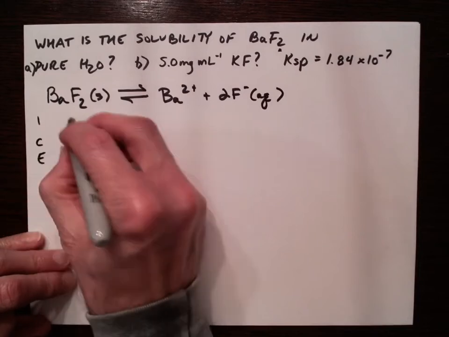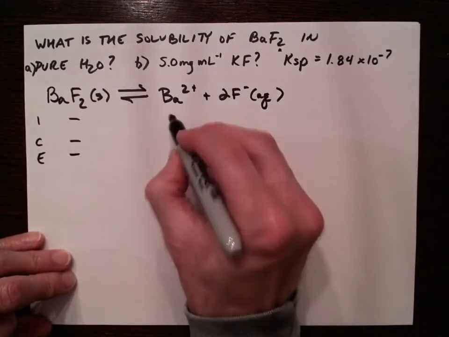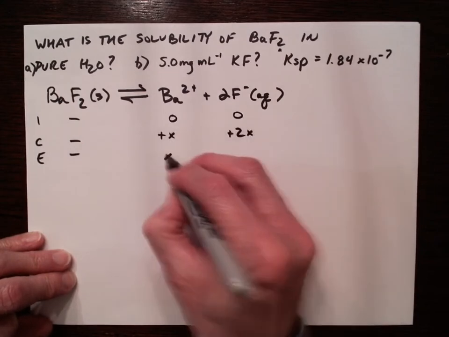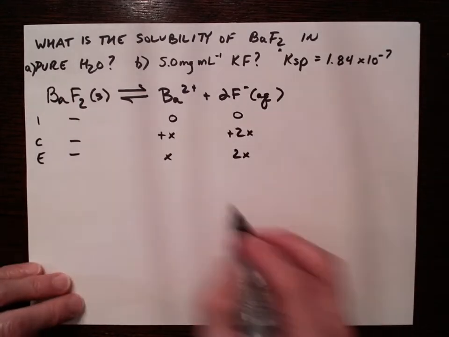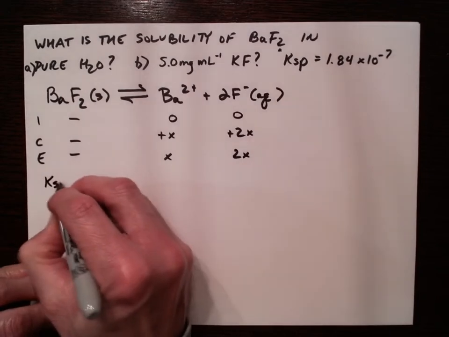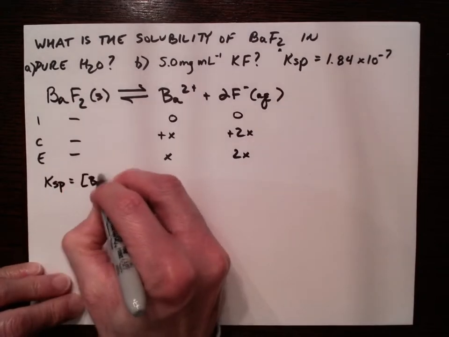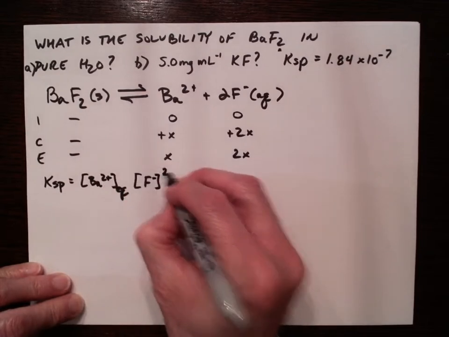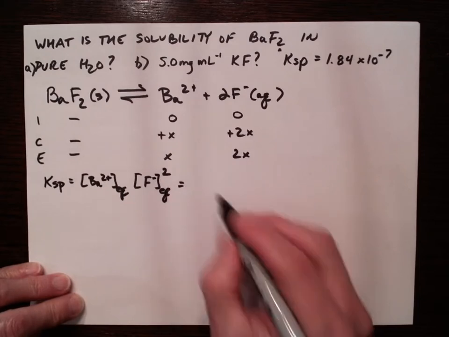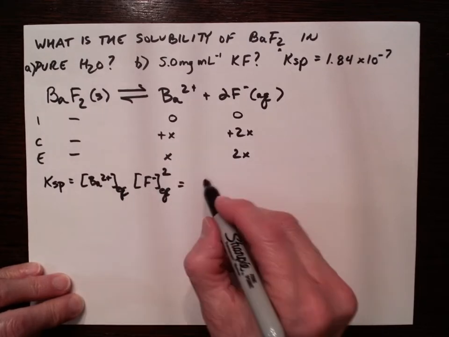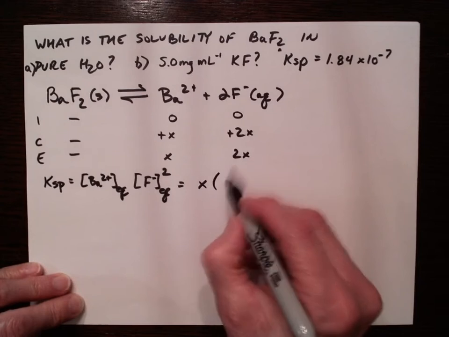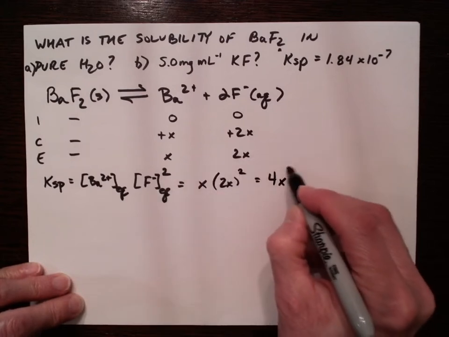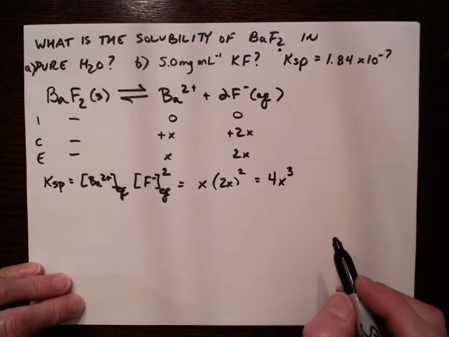Initial, change, equilibrium. We don't have to worry about the solid. We start with none of this and none of this. We gain x amount of this and twice x of this. And so I'm going to get Ksp, the concentration of barium at equilibrium times the concentration of fluoride squared at equilibrium, which should be x for barium times 2x for fluoride, but I've got to square it. That's got to be 4x cubed. Does it not? That's correct.